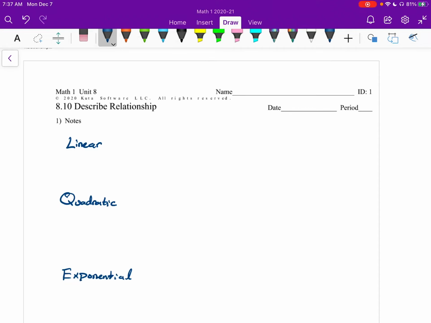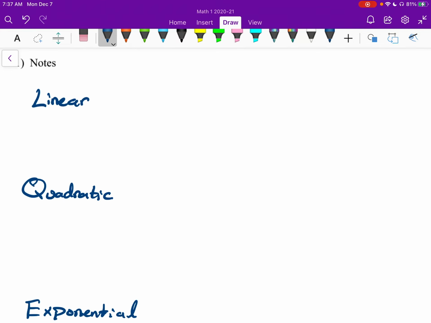All right, 810, describing relationship. So again, we're kind of talking about correlation, but we're being a little bit more, I don't know, maybe more specific. We're going to talk about how the data goes together. It could be linear, it forms a line.